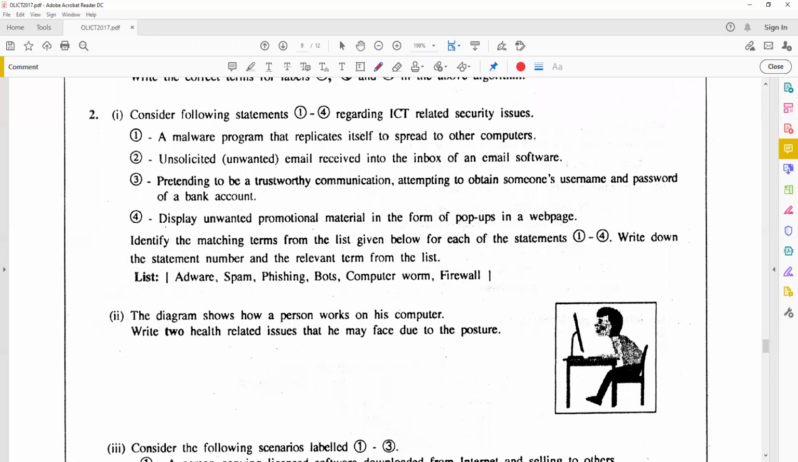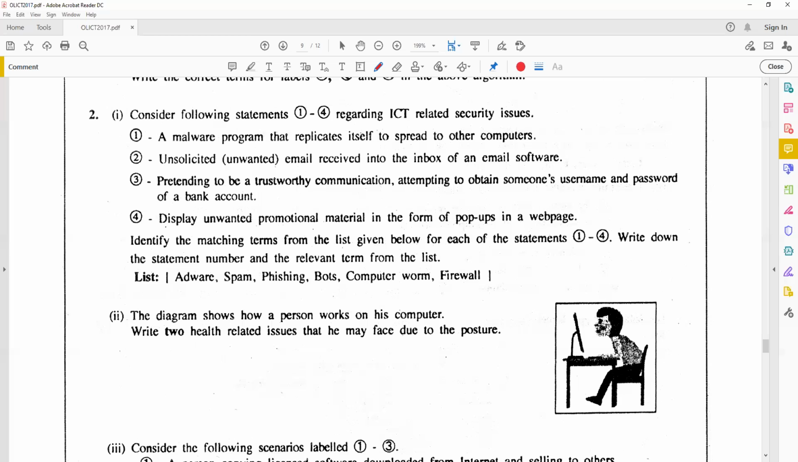A malware program that replicates itself to spread to the other computers. So when we say replicate itself, which means it should be a worm, right? Computer worm. So what happens is it will replicate itself. Now, for example, virus is something different. So it actually resides inside another program. So the appropriate word for this is called computer worm. So that's the first one.